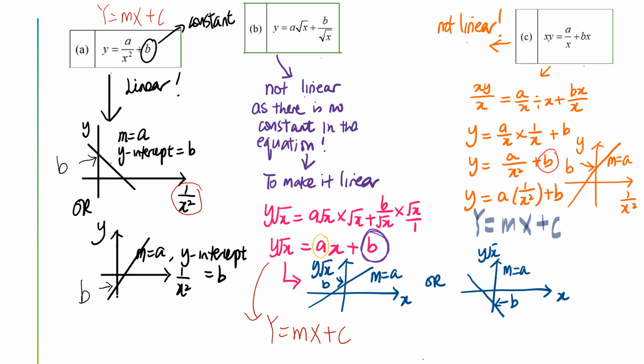So I've drawn two different kinds of straight line, one with positive gradient and positive y-intercept, and one with negative gradient and negative y-intercept. It can also be in this form, negative gradient but positive y-intercept. It doesn't matter, as it depends on the values that you get for your A and B.